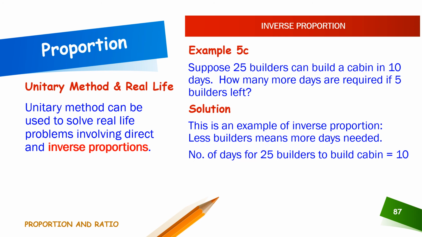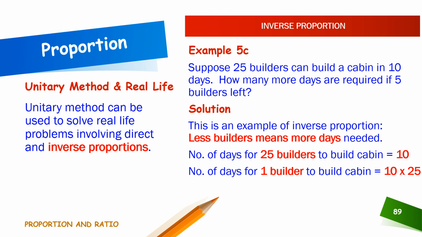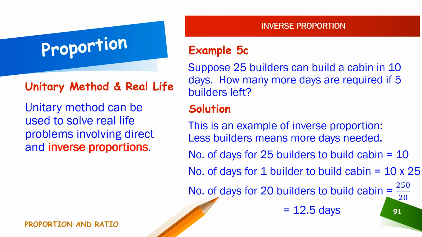As per our example, the number of days for 25 builders to build a cabin is 10 days. So the number of days for one builder to build a cabin is 10 times 25 days. Because of course we're discussing inverse proportion. Finally, in order to find the number of days required for 20 builders to build a cabin, we divide by 20. So we have 250, which was of course 10 times 25, divided by 20, which equals 12.5 days.